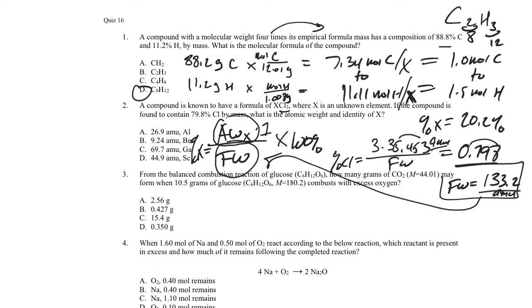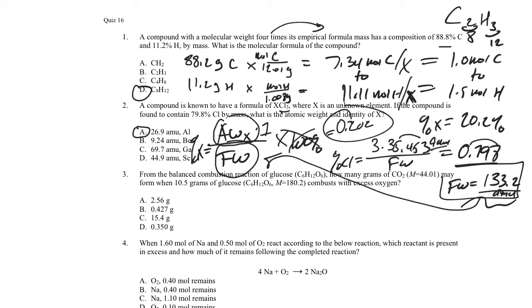Okay, so if I get rid of this as a percent and express it as a fraction, 0.202 is the fraction of the compound that's X. So I take 133.2 times 0.202. That should reveal the atomic weight of X. So it comes out to be 26.9 AMU. When I take the formula weight times the percent that's X, we get that this is aluminum. So it's aluminum chloride, AlCl3.